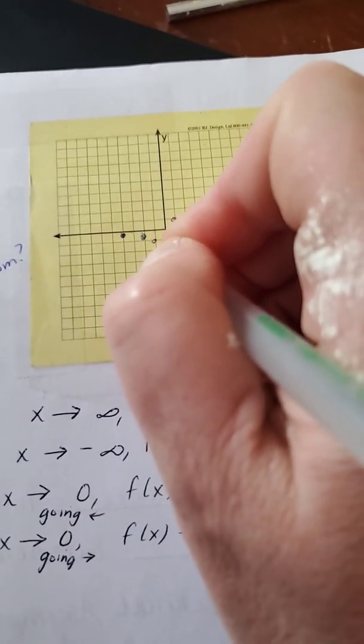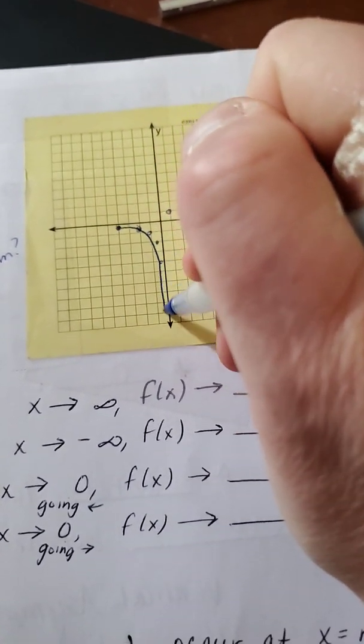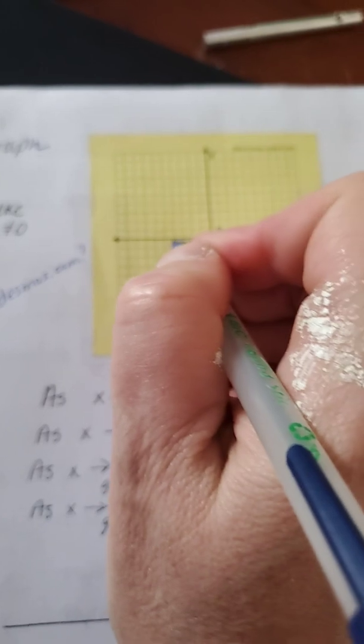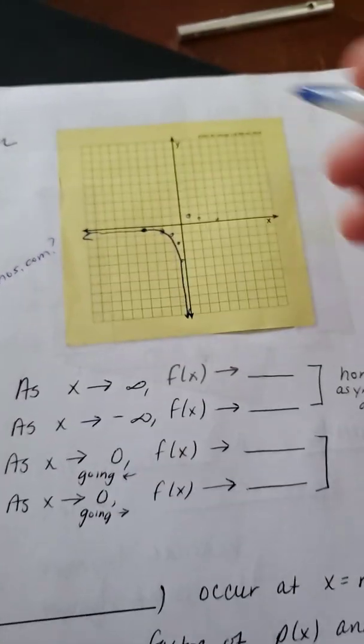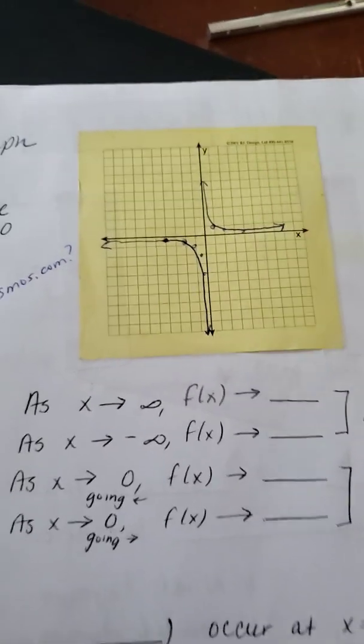So what's going to happen with this is it's also going to hug that. And it's going to look something like this. Really funky looking. And the same is going to be true here. You do your best to graph these. Okay?